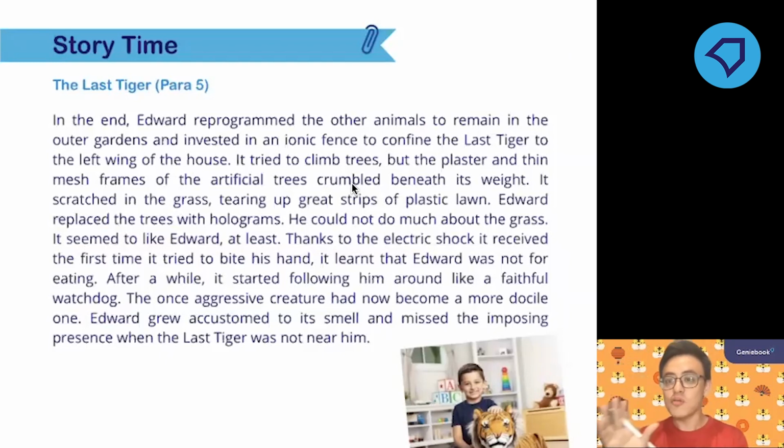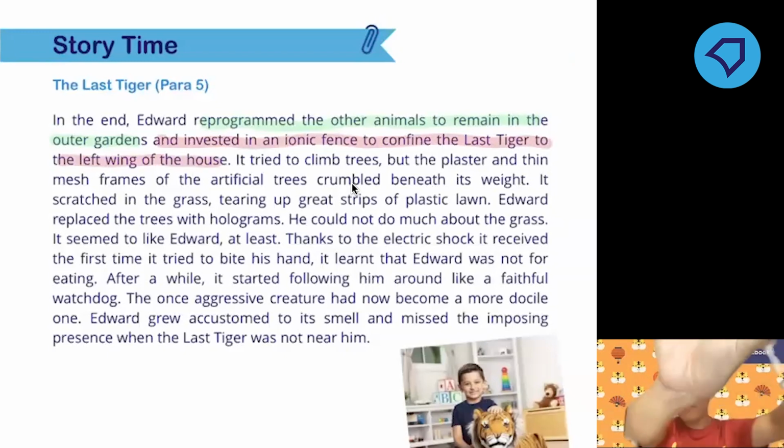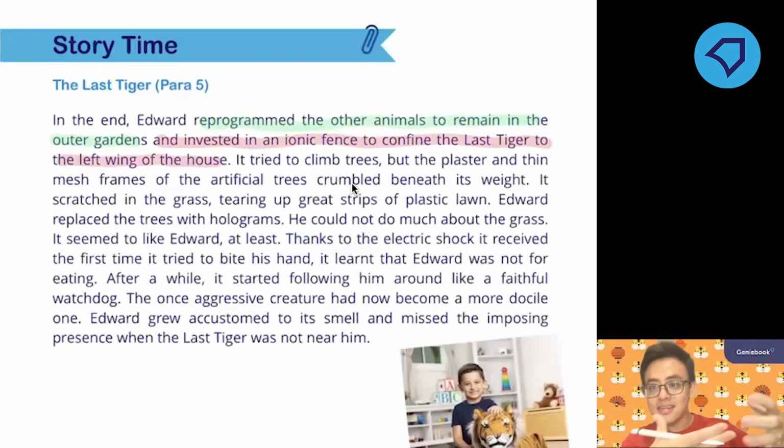So the tiger was dangerous. And how did he prevent the tiger from attacking other animals? He reprogrammed the other animals to remain in the outer gardens. That's what he did to the other animals. What did he do to the tiger? He invested in an ionic fence to confine the last tiger to the left wing of the house. So for the other animals, he programmed them to stay out. For the tiger, he built a fence to put it in.